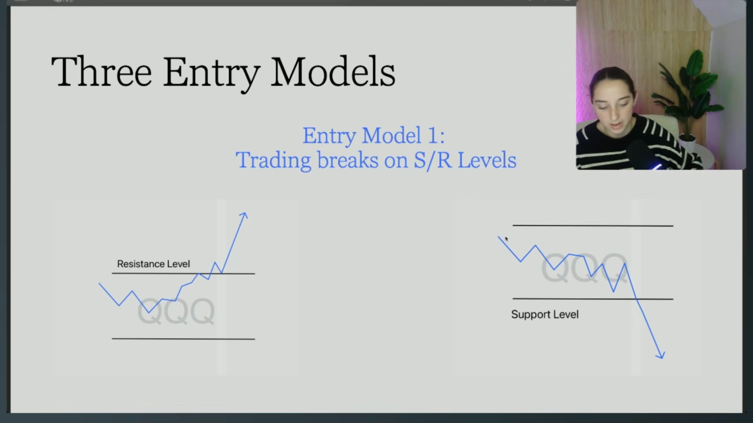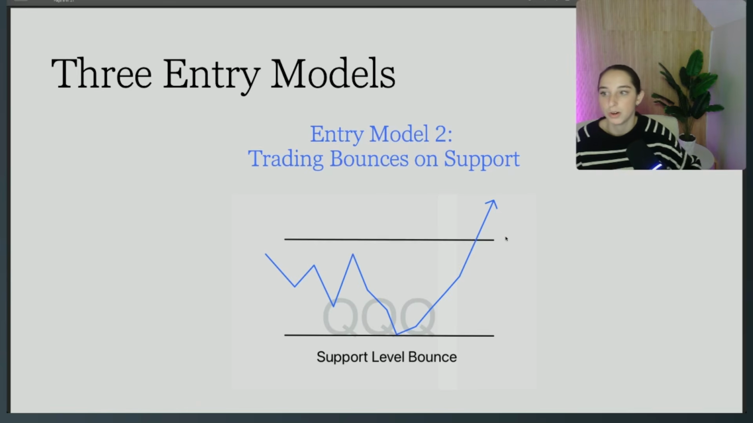Now, for my next entry model, which is going to be trading bounces on support, this is one of my favorite entry models. So how exactly are you going to trade this? You take out a key level on the hourly, 4-hour, daily time frame of your support resistance. On the 30-minute, you take out your supply demand zones. Again, I have more on this in other videos if you're a little bit confused right now.